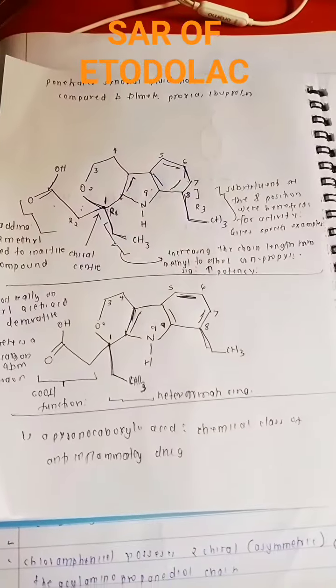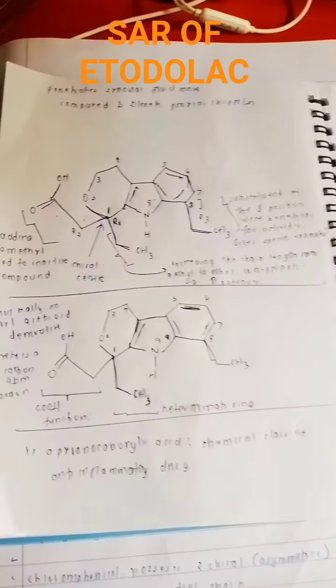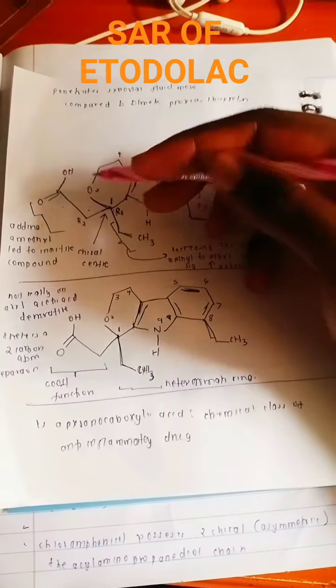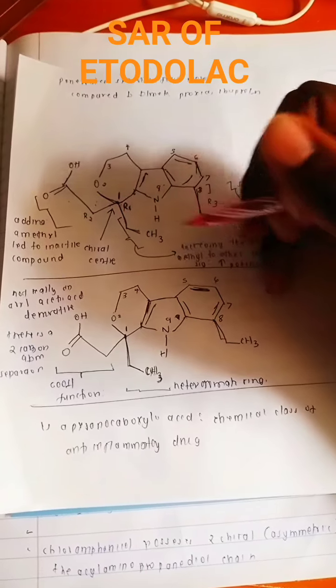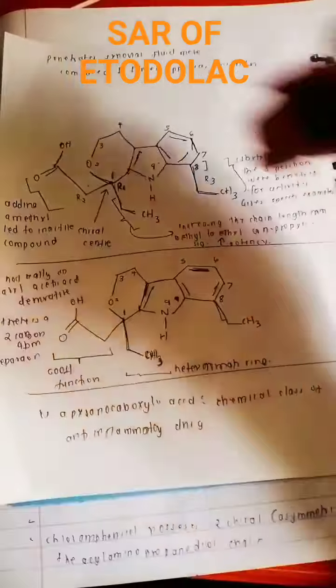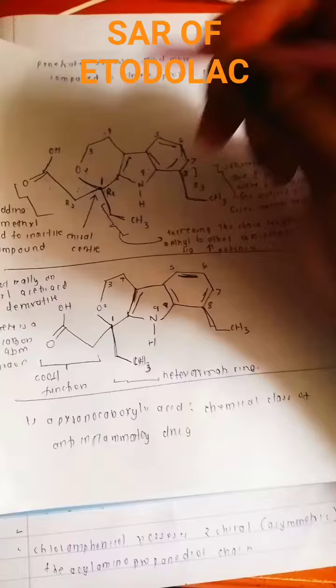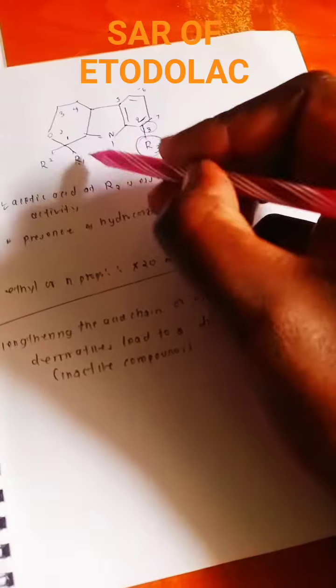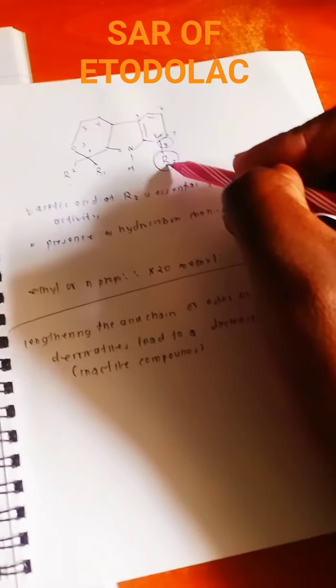So this structure is what we call a pyrano carboxylic acid derivative because it has a pyran ring at this position. A pyran ring is a benzene ring with an oxygen atom. When you number this structure, we can number this as 1, 2, 3, 4, and up to this number 9. If we want to discuss SAR, we can number these as R1, this as R2, and this as R3.